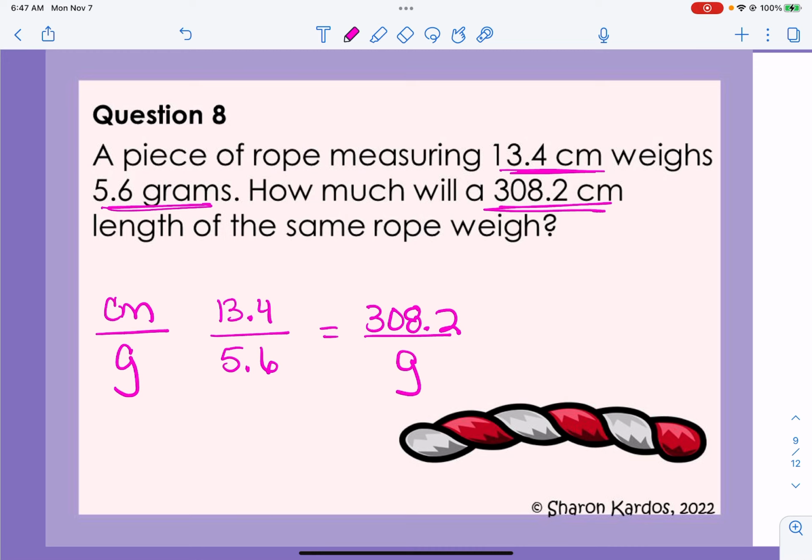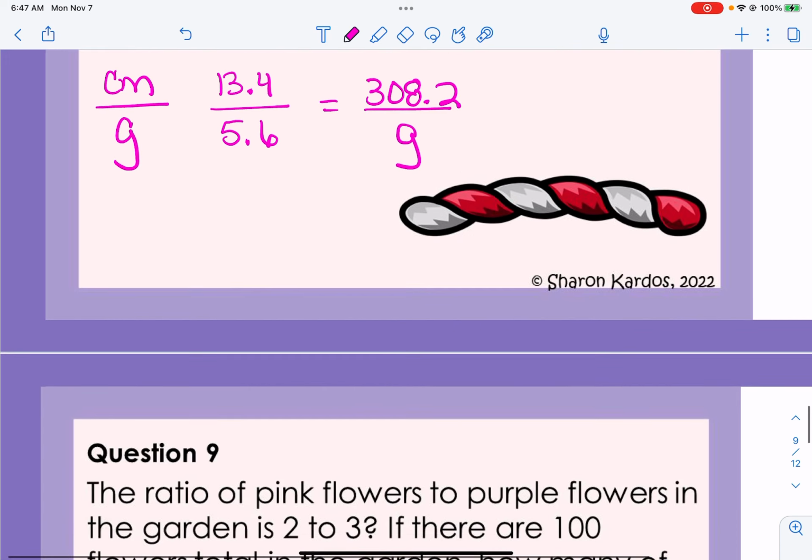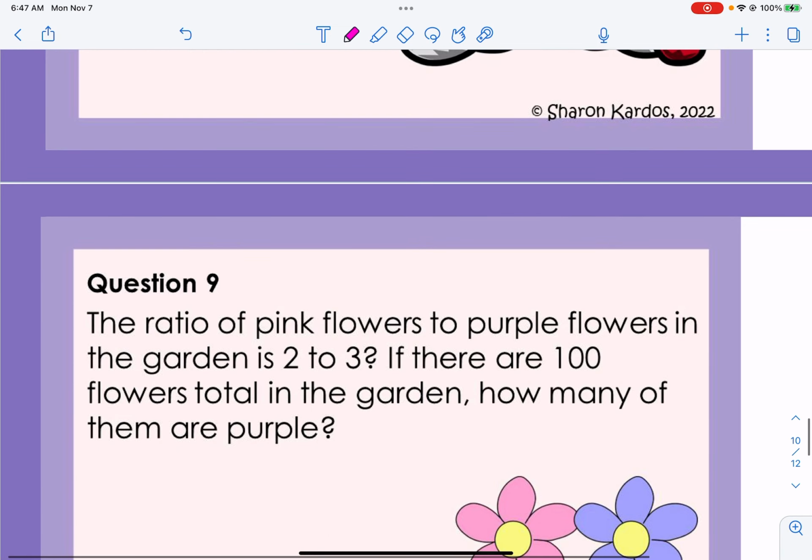Now, also remember, you could put the grams in the top and the centimeters in the bottom, and it will not change your answer as long as you have the numbers written next to the correct label. So this is just one way to set up the problem. And again, you're going to want to cross multiply and divide.